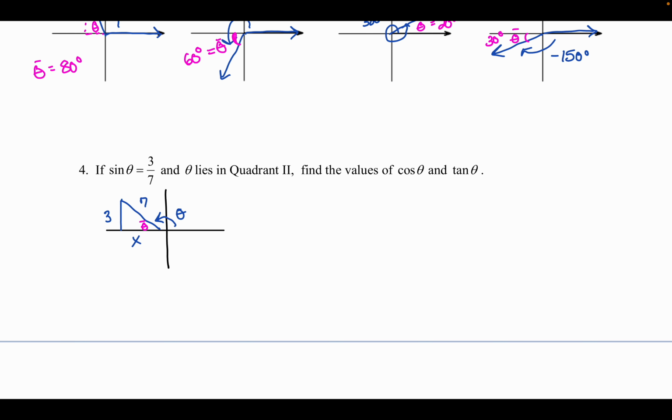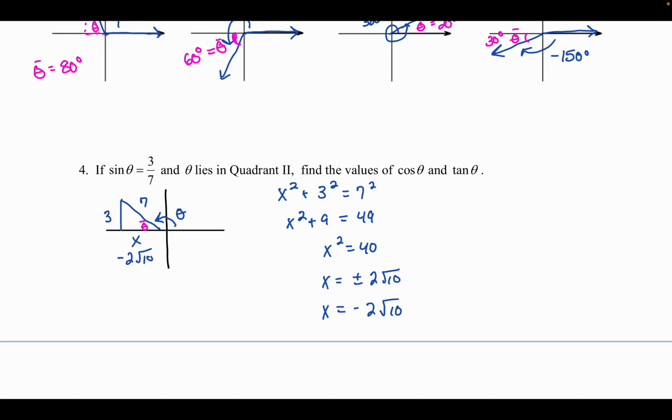Pythagorean theorem. So now x squared plus 3 squared has to equal 7 squared. So x squared plus 9 has to equal 49. X squared needs to equal 40. That means x is going to be plus or minus square root of 40. So it's going to be 2 square root of 10. So we have to determine, is it going to be positive or is it going to be negative? Since we are in quadrant 2, x is going to actually be negative. So this is negative 2 square root of 10.